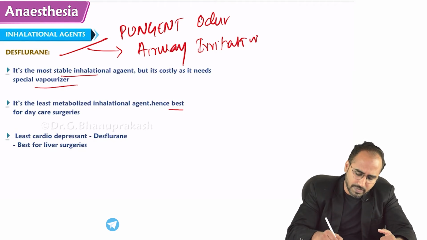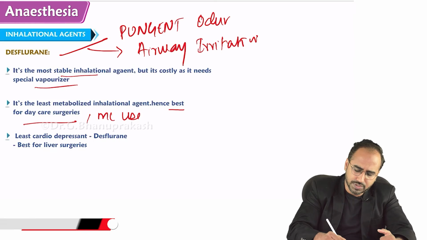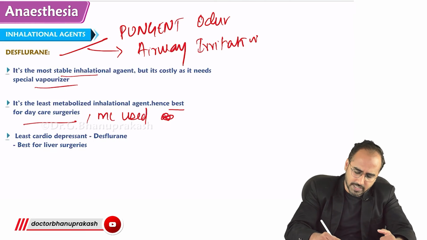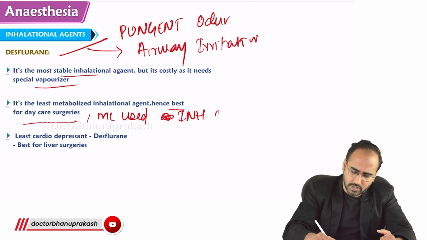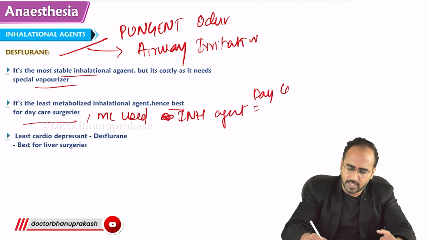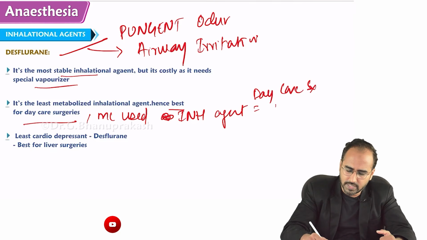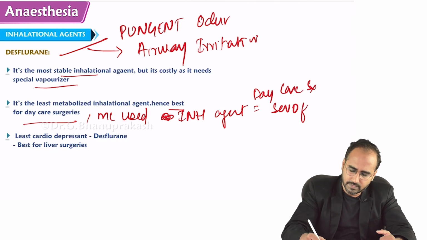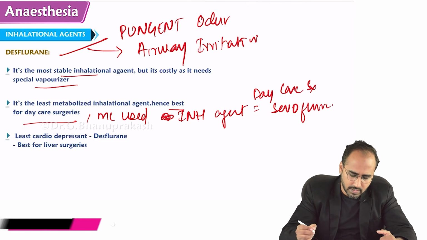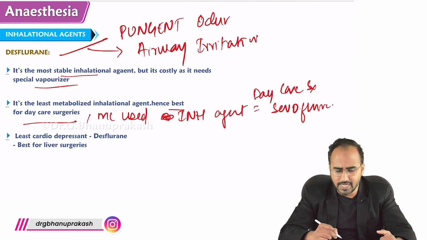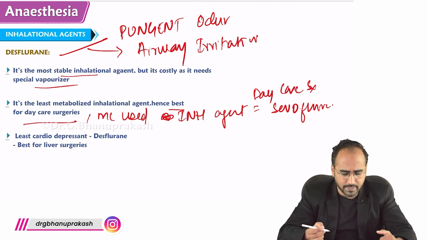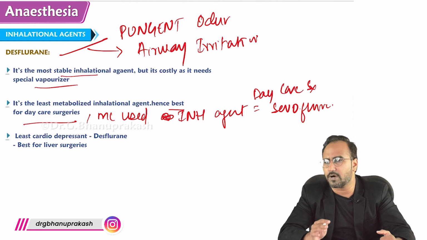Desflurane can be used as the best agent for daycare surgery, but the most commonly used inhalational agent for daycare surgery is what, guys? Sevoflurane. And apart from that, it is the least cardiac depressant and used for liver surgeries. We have discussed all the points, guys. We are just revising it.